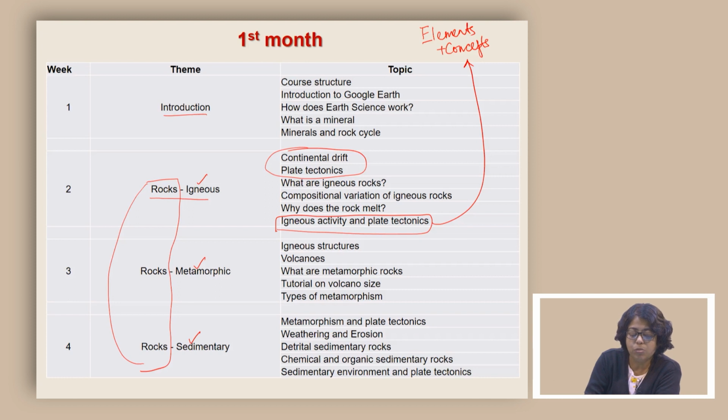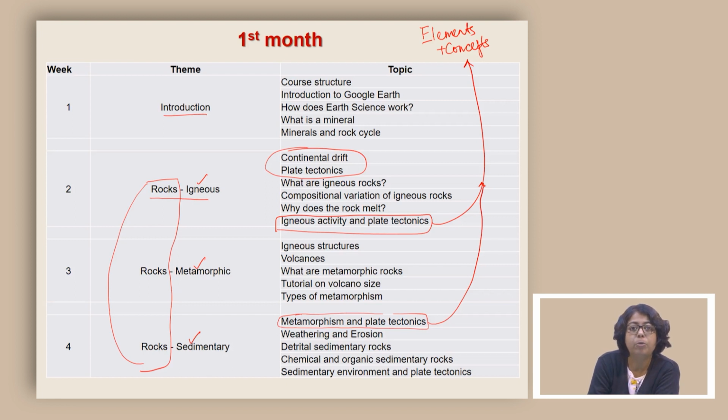Then we will also talk about metamorphic rocks, and again, after talking about the types and simple classification, we will again link it to this general concept of plate tectonics, and where you can find these rocks, which you can predict from the plate tectonic setting.